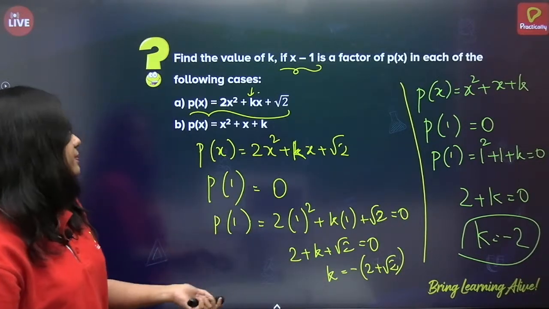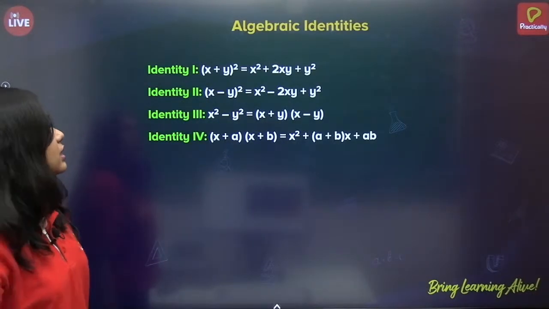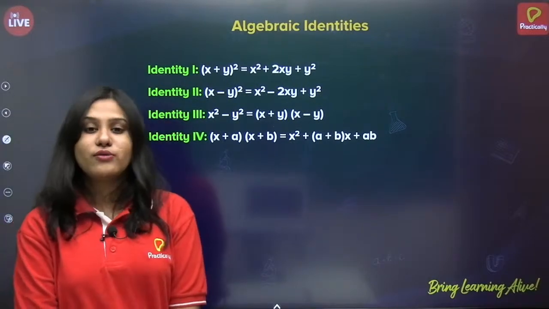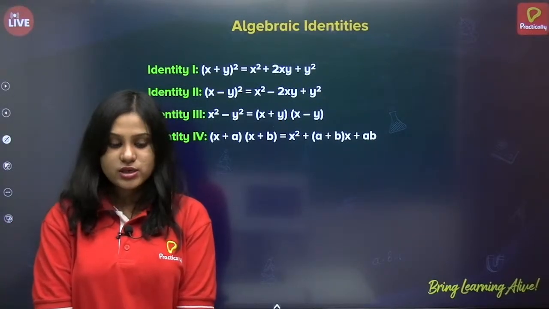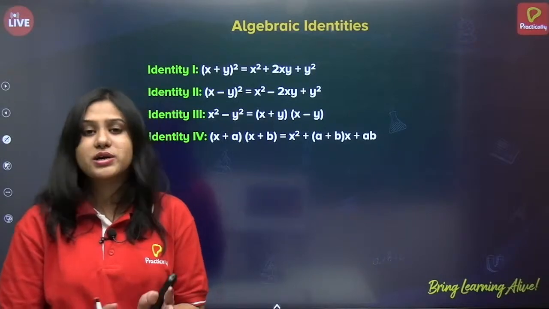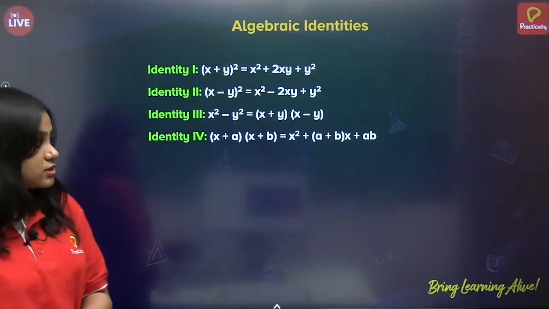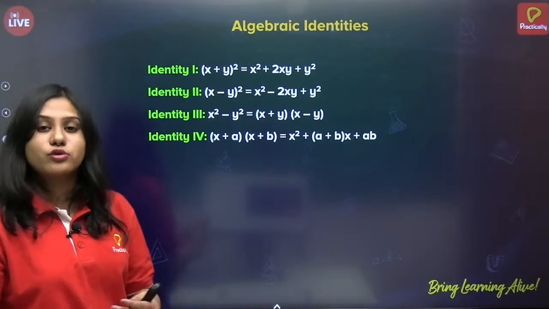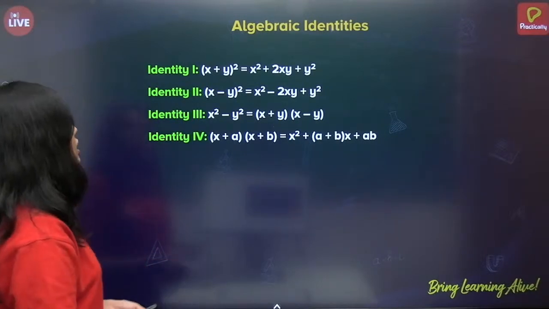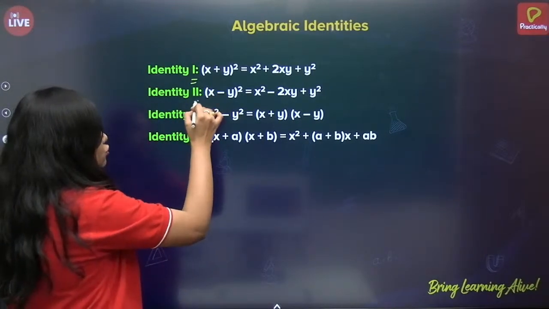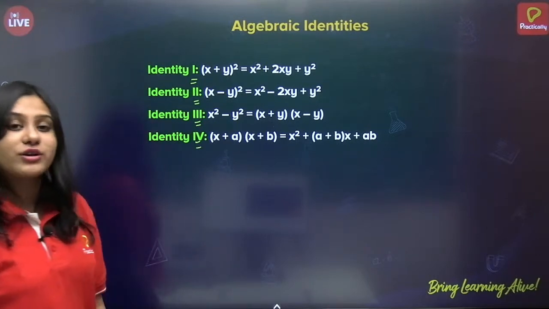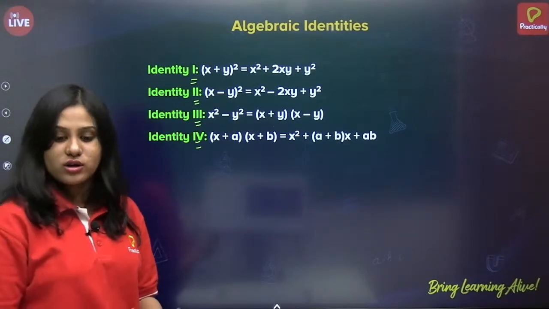So yeah, next. Next is algebraic identities. We are done with remainder theorem and factor theorem. You have understood because you've all been giving correct answers for the questions. Now let us move into algebraic identities. So this is identity 1, 2, 3, 4. These we have already studied. Just recall.